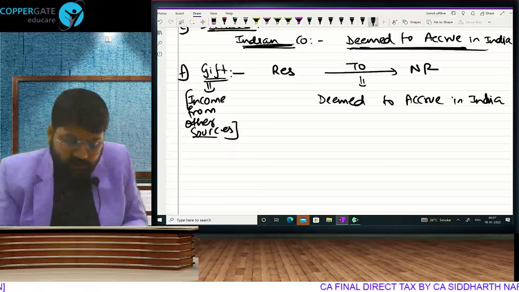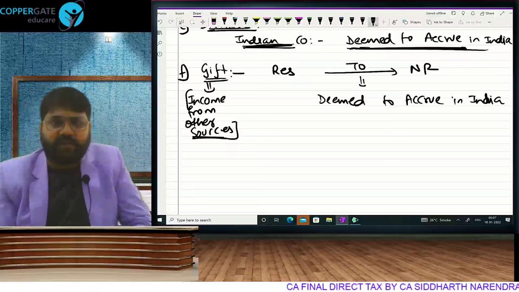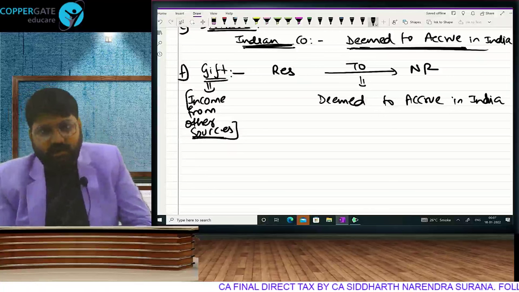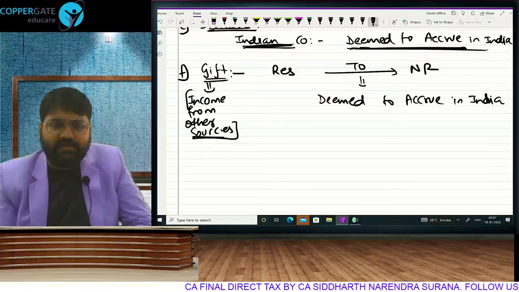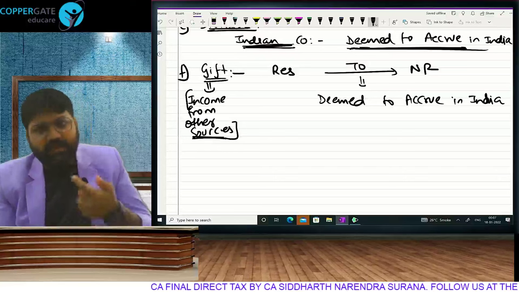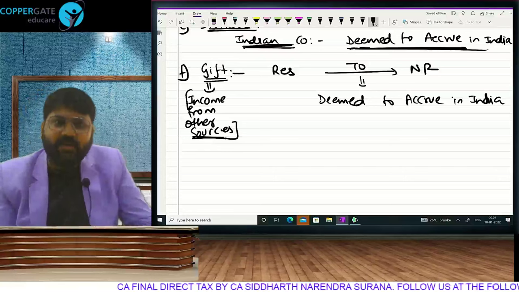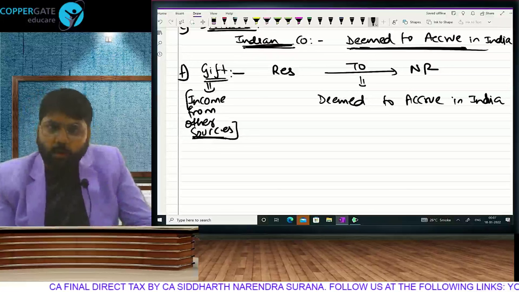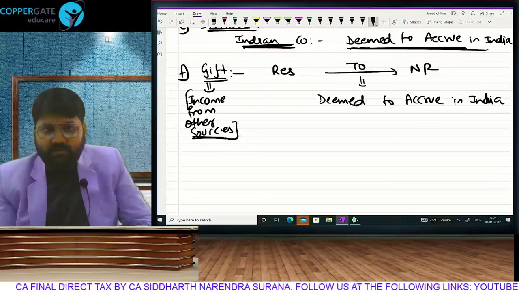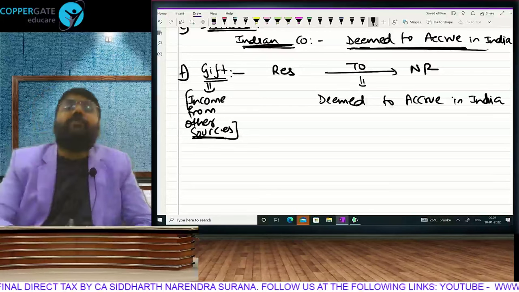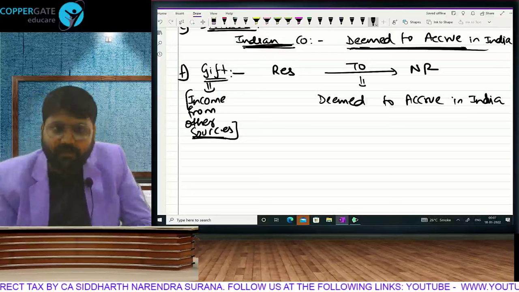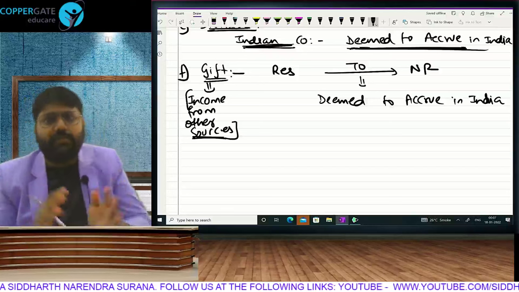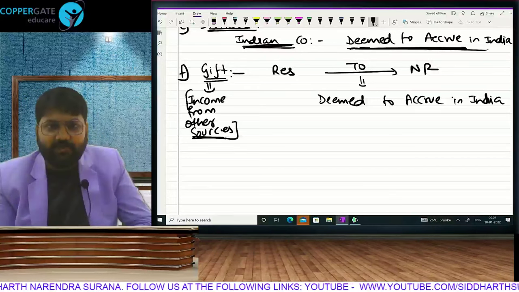Gift under income from other sources is taxable, whether it is cash or kind. Cash is also taxable, kind is also taxable. Under kind, there are only selected assets: immovable property, sculpture, artwork, drawing, archaeological collection, painting, jewelry, shares and securities, bullion. Only these assets are taxable. That also if the value of the gift is more than rupees 50,000. If the gift worth is less than 50,000, it is still going to be exempt under income from other sources.